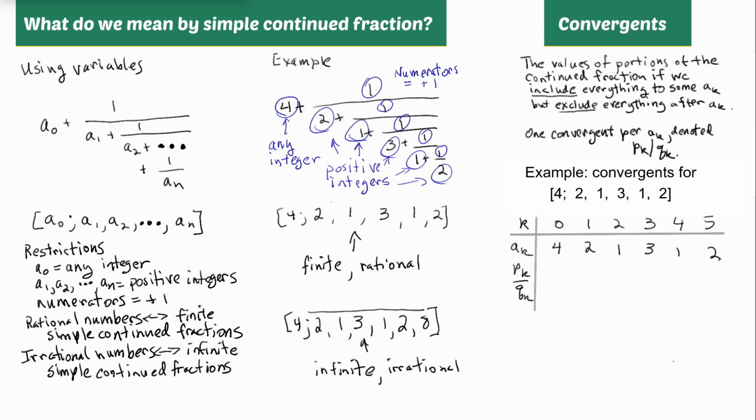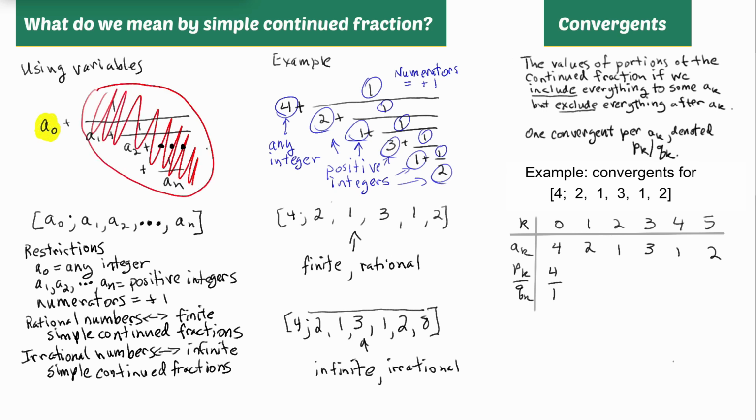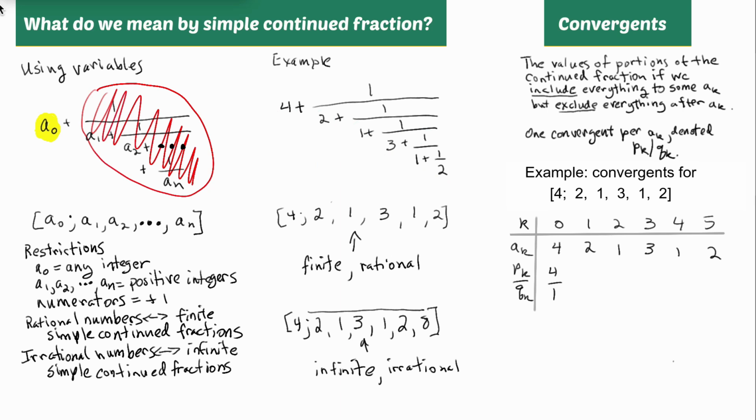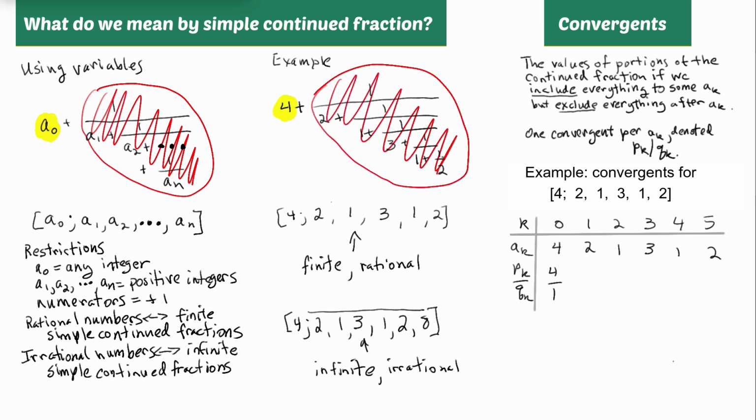Okay, the value of the first convergent is 4 over 1. Let's see how we get this. In the generic case, using variables, we want the value we get if we include a sub 0, but exclude everything after that. In our example, we include the 4, but exclude everything after it. So the value of the first convergent is simply 4. Since the convention is to write it as p over q, we write 4 over 1.